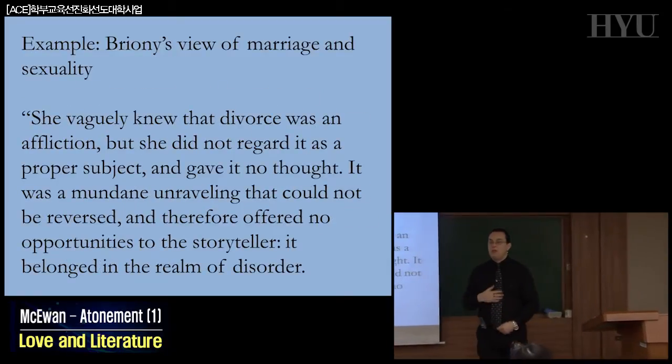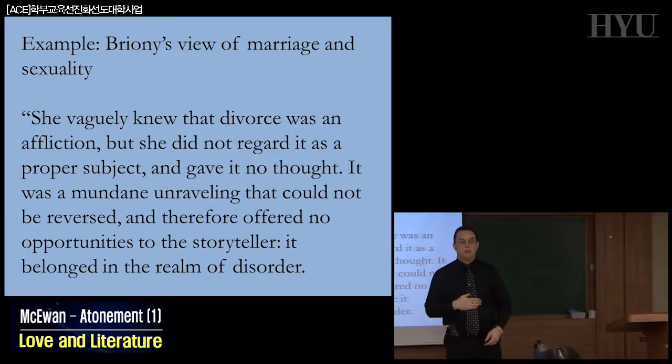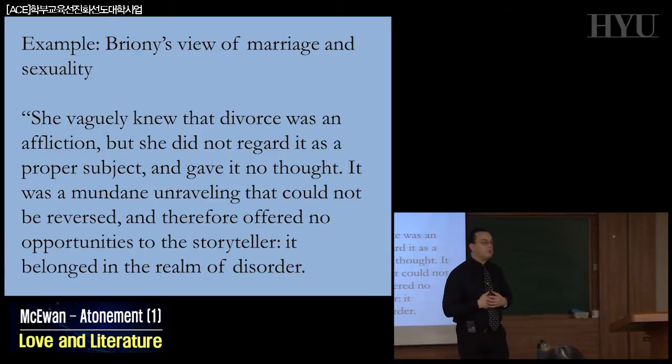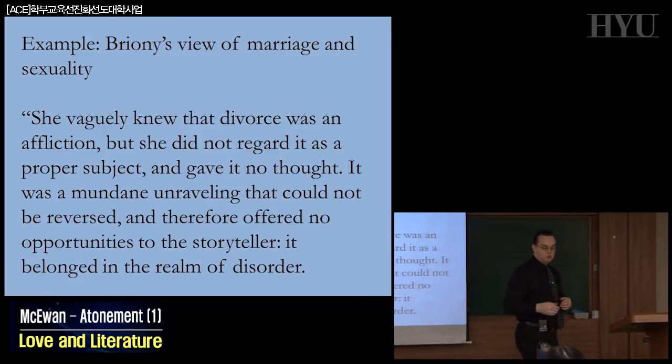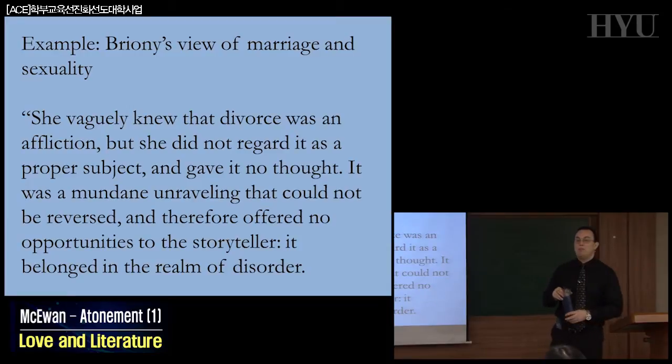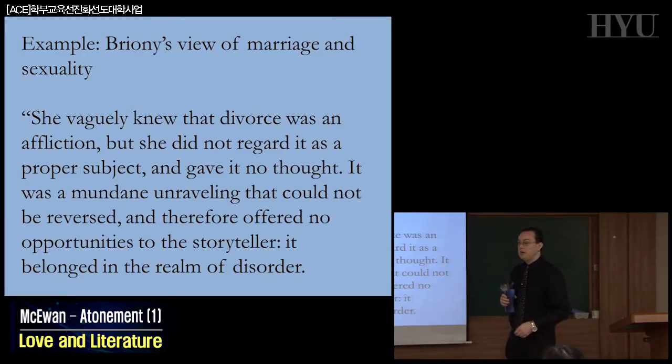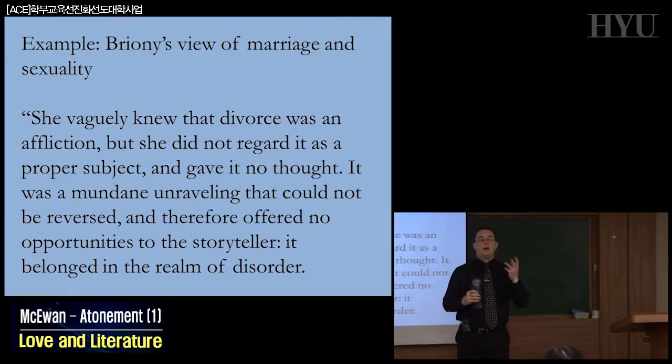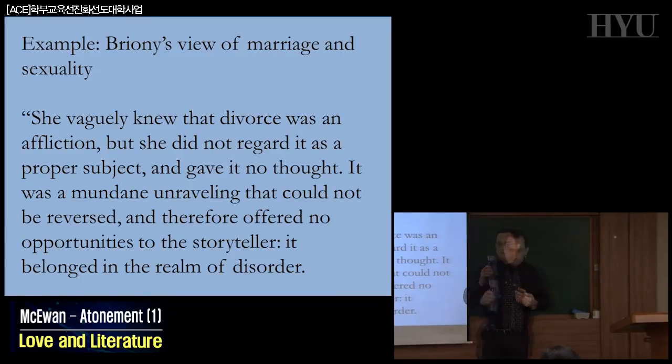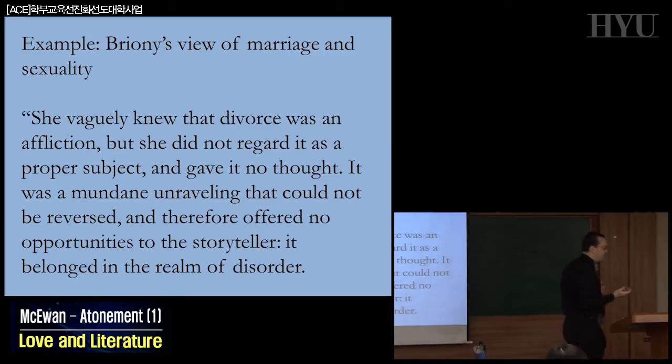Now, one of the main ways in which Bryony's immaturity is portrayed to us in this first chapter is in the way that she views marriage and sexuality, right? She sort of has this vague idea that people get married for some sort of reason, right? There must be some purpose to it, but for her, she's not entirely sure. Why would people get married, right?